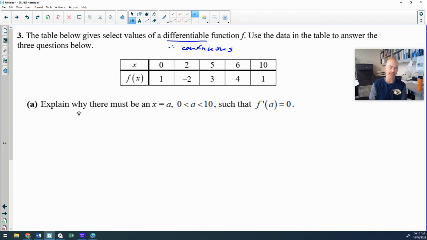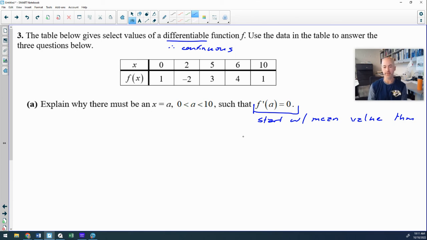So question A, explain why there must be an x equals a on the interval 0 to 10 such that f prime of a equals 0. Whenever you're trying to guarantee that the derivative is equal to something, I'll always start with the mean value theorem. Now, in this case, we do want the derivative to equal 0, so we are looking at an instance of Rolle's theorem. However, we can just call it the mean value theorem.